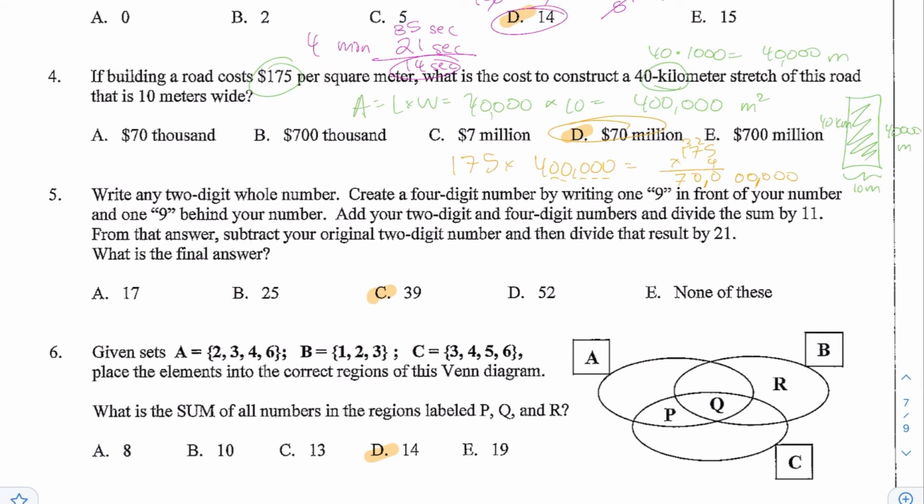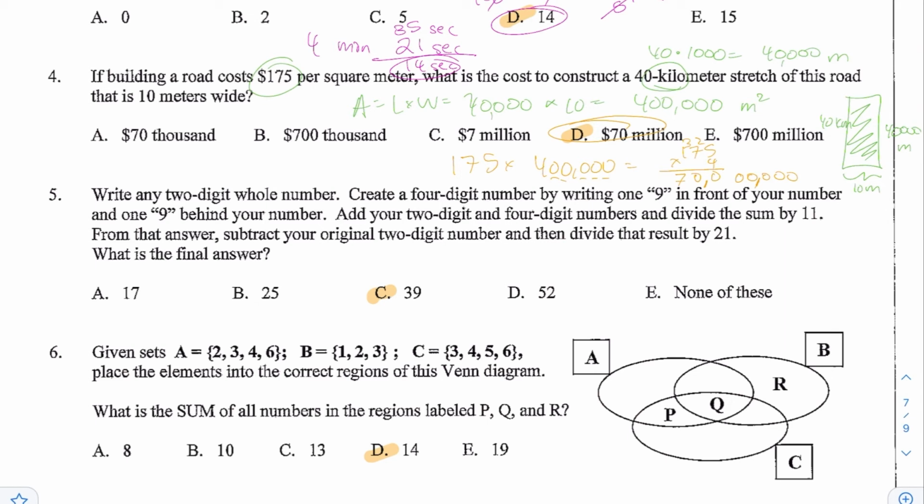Next one, number 5, write any 2-digit whole number and create a 4-digit number by writing 19 in front of your number and 19 behind your number. Add your 2-digit and 4-digit number and then divide the sum by 11. From that sum, you want to subtract your original 2-digit number and then divide that result by 21. What is the final answer?